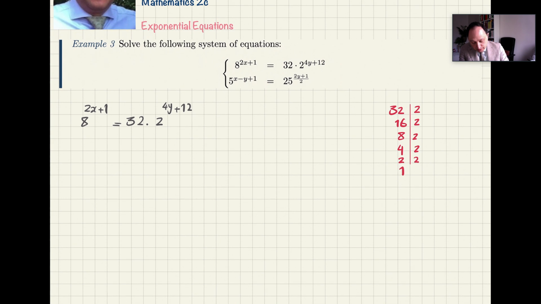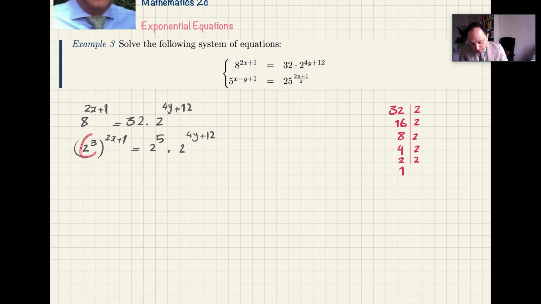Let me choose the vertical version to avoid putting these arrows all the time. So this, I would write 2 to the power 3 and then to the power 2x plus 1. On the right hand side, instead of 32, I write 2 to the power 5 multiplied by 2 to the power 4y plus 12. So let us do it step by step.